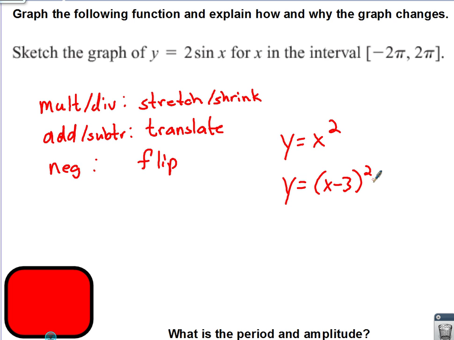If you came in here inside parentheses and you multiplied it by 2, multiplication by 2 inside with the x actually doesn't stretch it times 2. It shrinks it times 1/2. You have to do the reciprocal. So that's your review before we go into these problems.